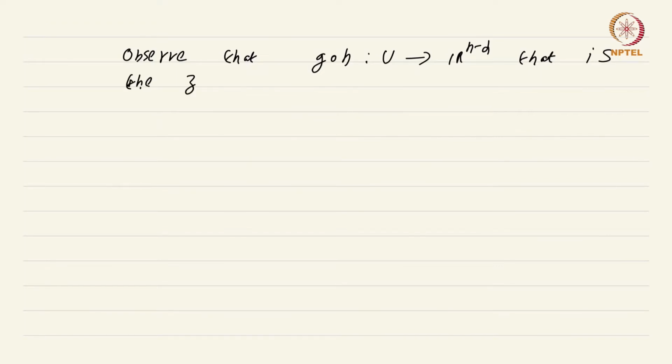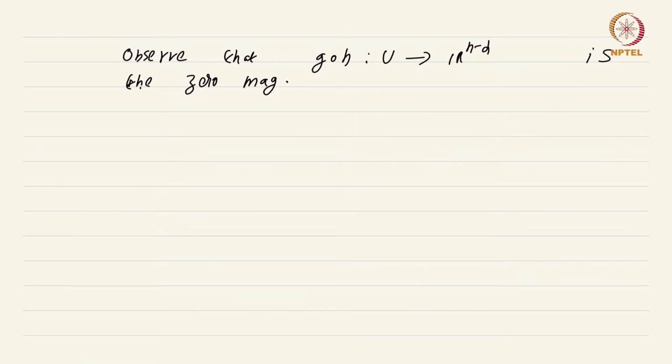Okay, now observe, to show that the second and third space coincide, observe that G circle H is a map from U. Again, I'm borrowing the notation from the definition of a manifold. G circle H is a map from U to Rn minus D, that is precisely the zero map. Observe that G circle H from U to Rn minus D is the zero map. Why is it the zero map?